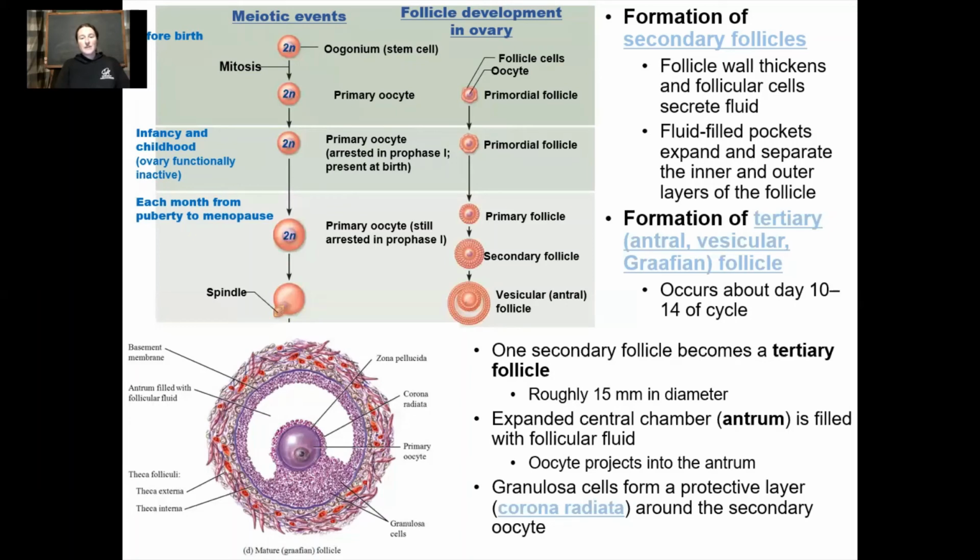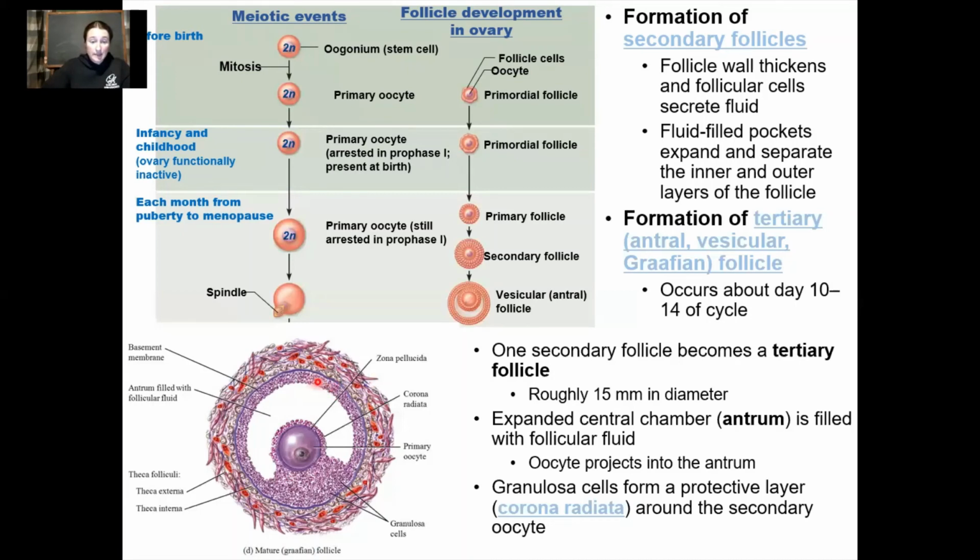Once the secondary follicle becomes a tertiary follicle, it's roughly 15 millimeters in diameter. So 1.5 centimeters, we're talking about two-thirds of an inch, so you can actually see the follicle with the naked eye. The oocyte is going to be projected into the antrum, so it's actually surrounded on most sides by this fluid-filled pocket. The oocyte is surrounded by granulosa cells.